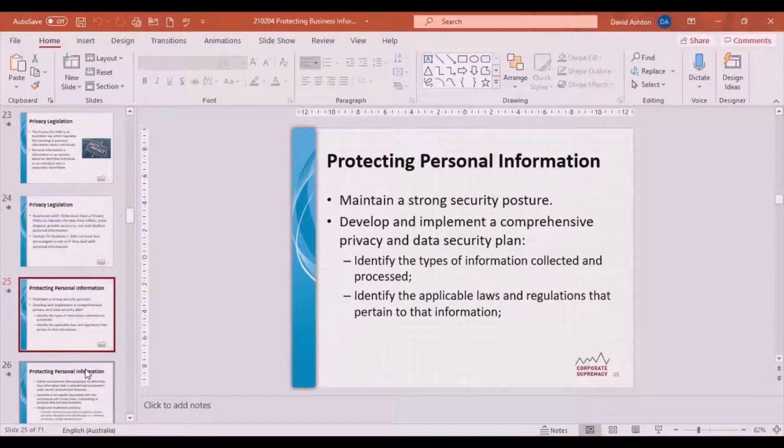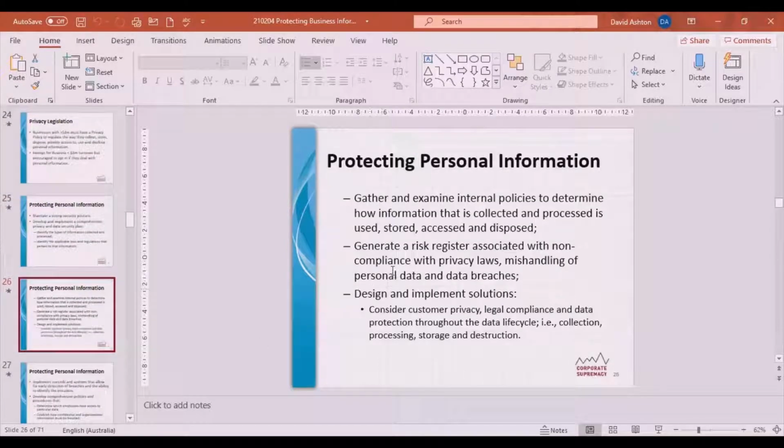So maintain strong physical and electronic security of information. Develop a privacy plan or procedure. Identify the types of information that you collect, and any applicable laws or regulations that pertain to that. Gather and examine your internal policy to determine how information is collected, processed, used, stored, accessed and disposed of.